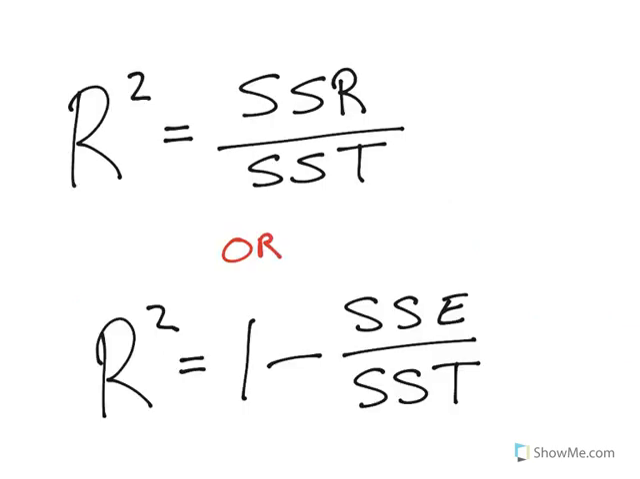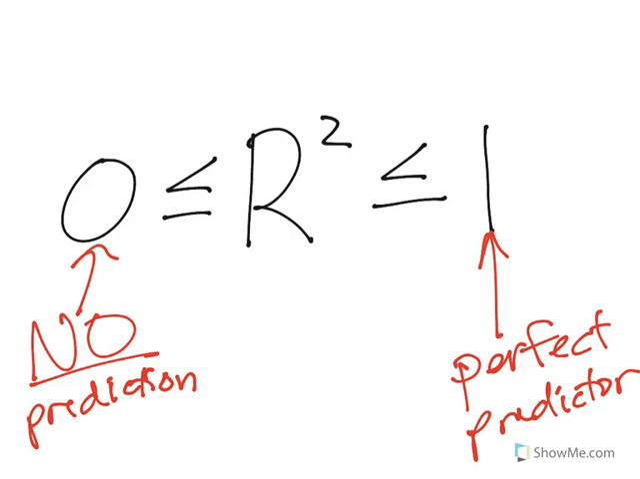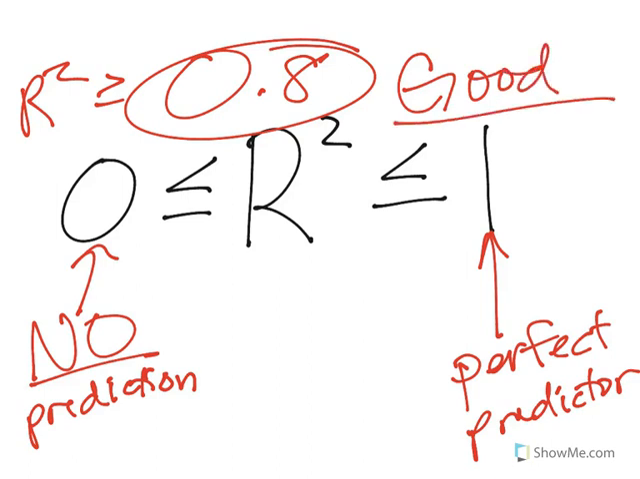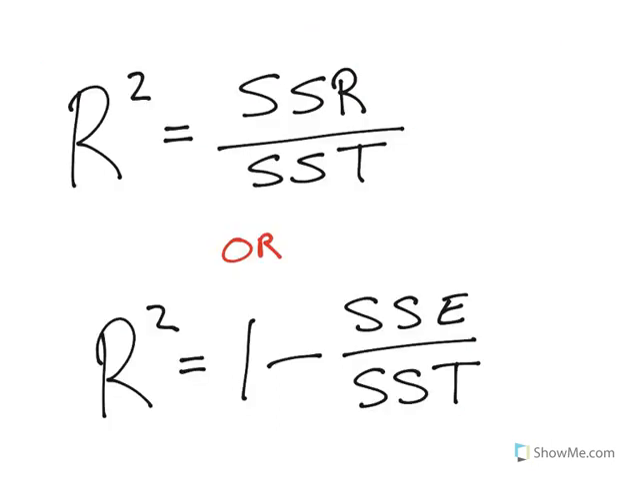We're looking at decimals. So we want 0.8 or higher. If r squared is 0.8 or higher, we consider that a good predictor.